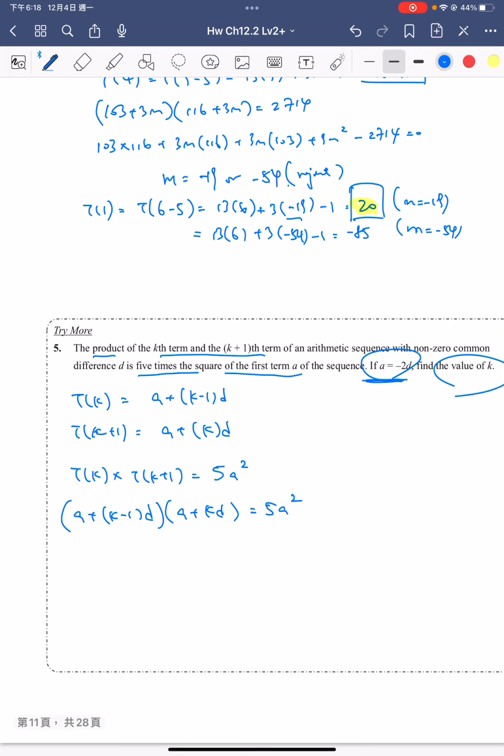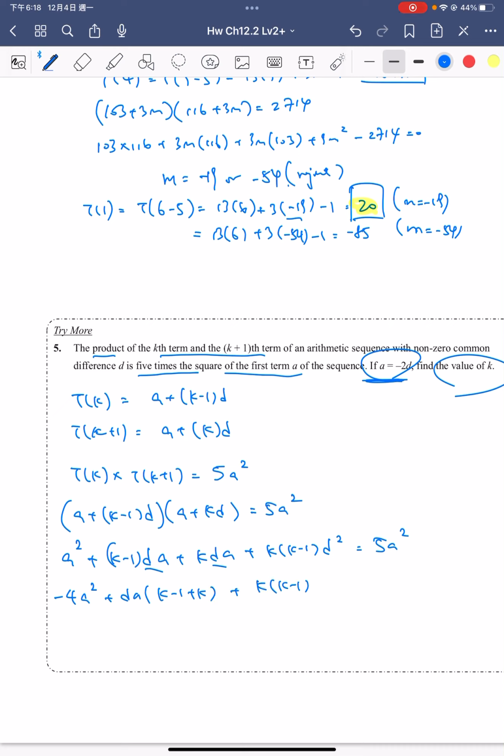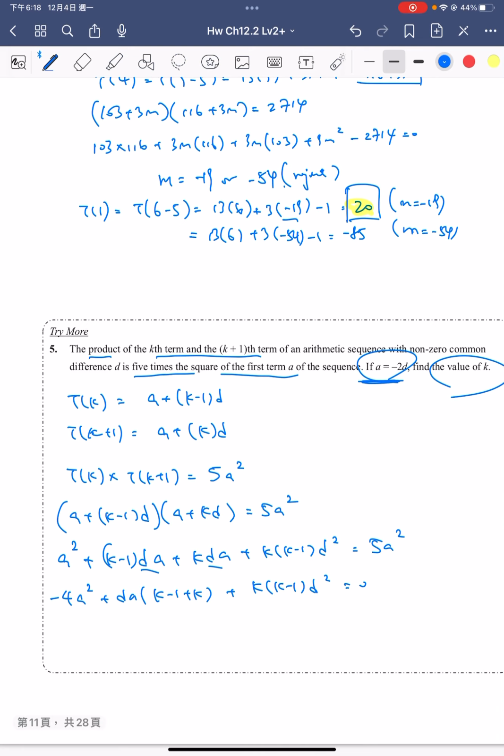Okay, so now we can try to expand the brackets first. So we have a squared, plus (k minus 1)d times a, plus kd times a, and then plus k times (k minus 1) d squared, and this is equal to 5a squared. So now if we combine the things together, we have negative 4a squared, and then we take out a d, so we have (k minus 1 plus k), and then we have k times (k minus 1) d squared is equal to 0. So now we can simplify further, and we're using our condition here.